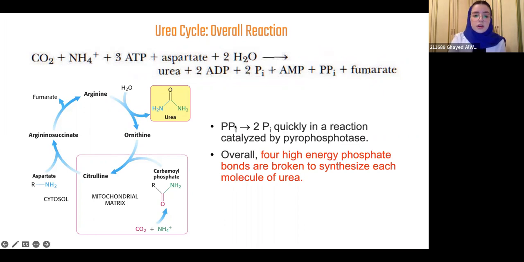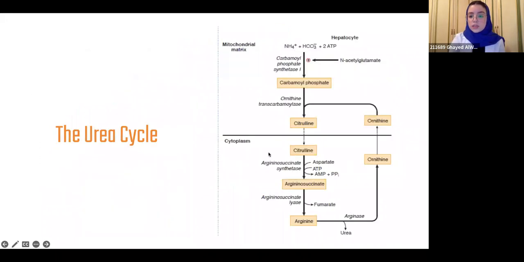Okay, and so this is pretty much the entire cycle, and we'll go through it using this diagram. This is the diagram that you guys have in your slides, and I feel like it's a little easier to understand. So let's quickly go over it and then go through every step in detail. So first of all, we start with ammonium, bicarbonate, and 2 molecules of ATP. And the most important thing is that we're starting in the matrix, so within the mitochondria.